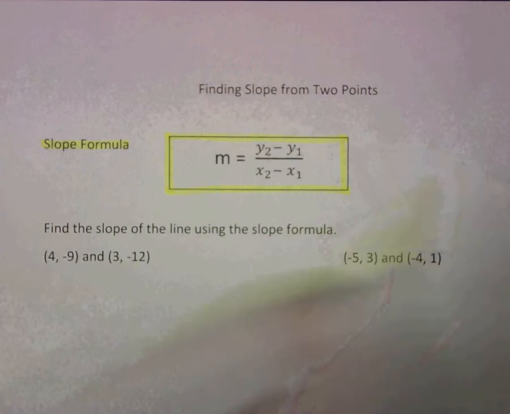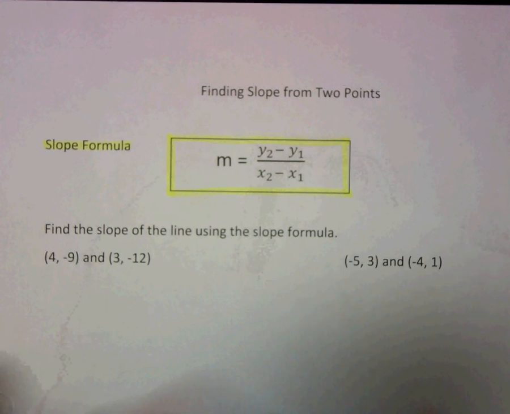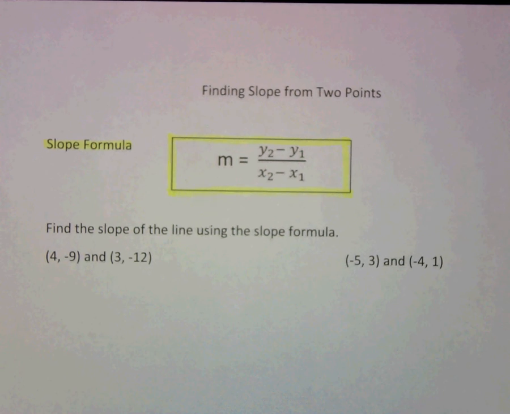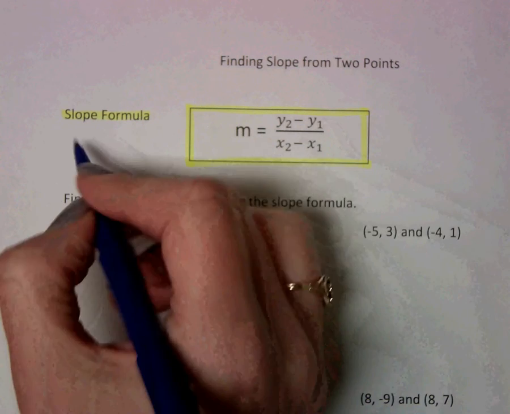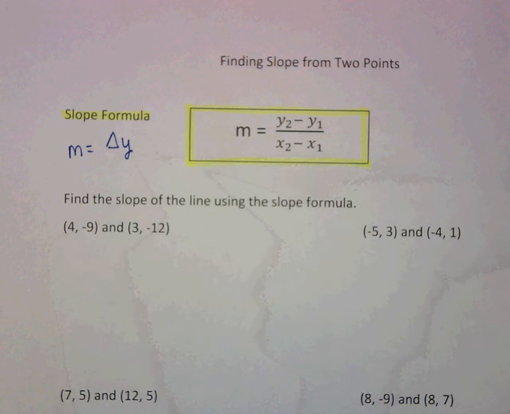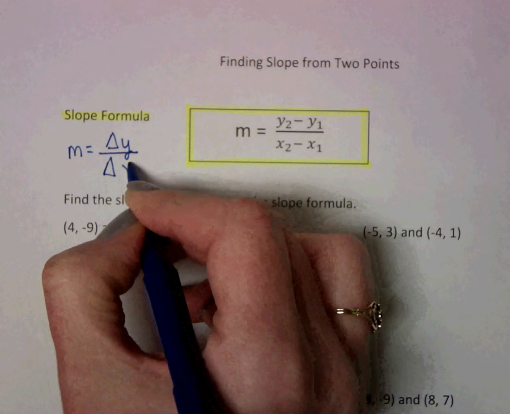We know M stands for slope. Y2 and Y1 just stand for the Y values from each of our coordinates. And the 1 and the 2 is just differentiating which Y value. And then the same thing, X2 minus X1. Remember, the reason we're doing subtraction is because slope is the change in the Y. Usually when we find change, we subtract, over the change in our X value.